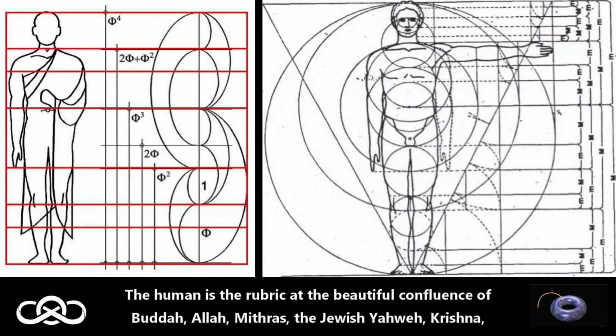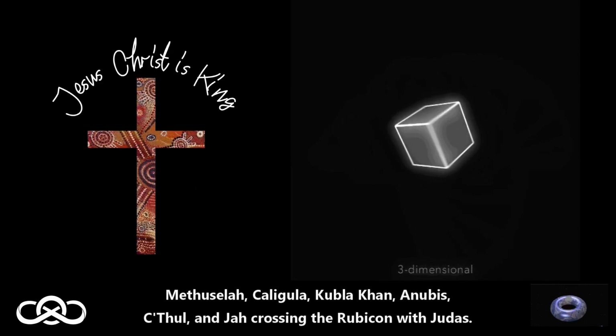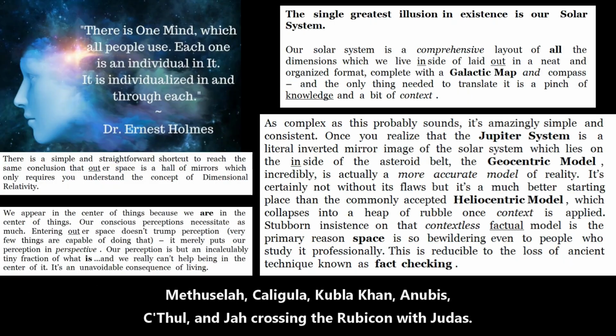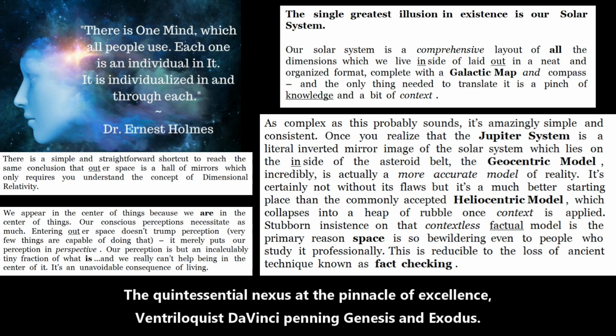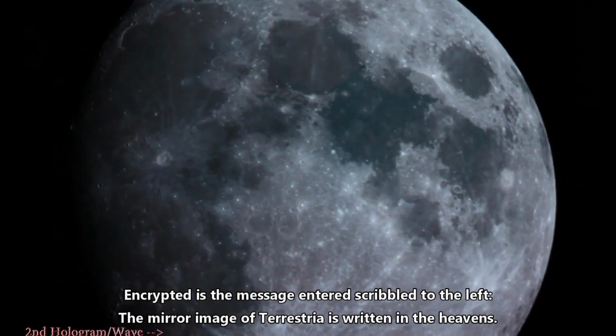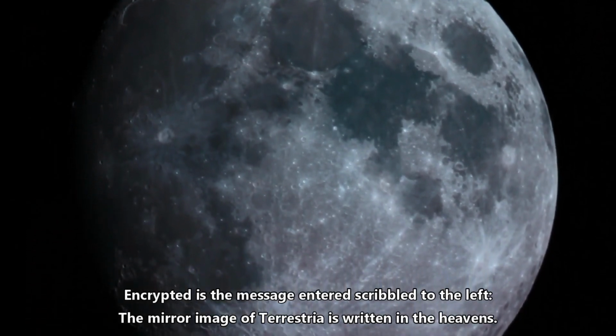The human is the rubric, the beautiful confluence of Buddha, Allah, Mithras, the Jewish Yahweh, Krishna, Methuselah, Caligula, Kubla Khan, Anubis, Cthulhu, and Jah, crossing the Rubicon with Judas. The quintessential nexus is the pinnacle of excellence. The ventriloquist Da Vinci, pen in Genesis and Exodus. Encrypted is the message, interscribbled to the left. The mirror image of terrestrial is written in the heavens.